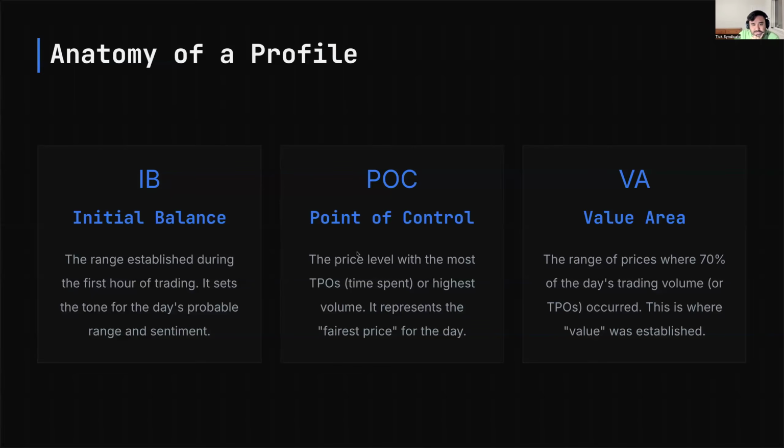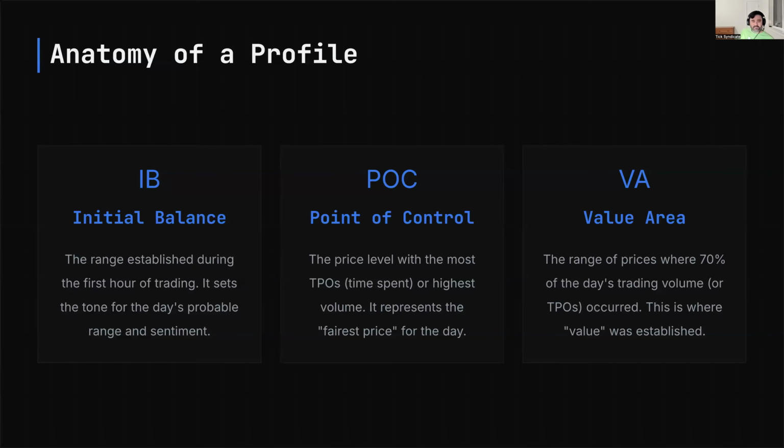Point of control is the price level with the most TPOs or time spent, or the highest volume on a volume profile chart, and it represents the fairest price for the day. I will generally avoid taking trades at a prior day's point of control just because that's where you're going to see a lot of rotational behavior. That's where the most transactions and time were spent in the prior day. And unless it's a naked point of control that has been untested, I'm not really looking at that.